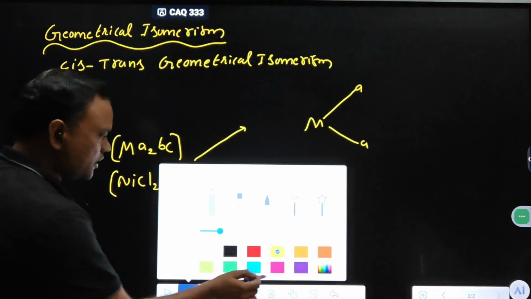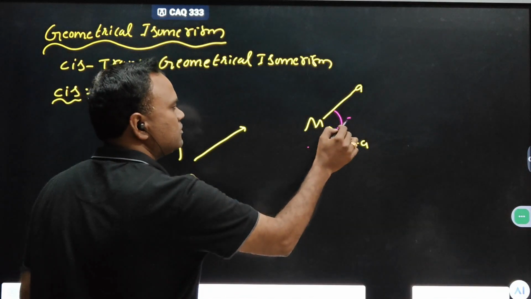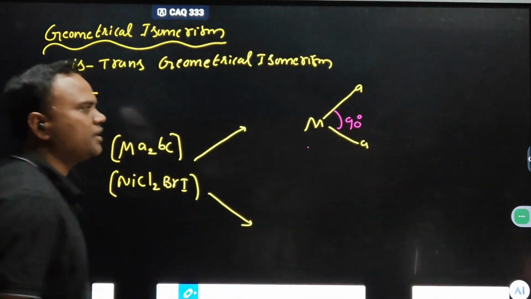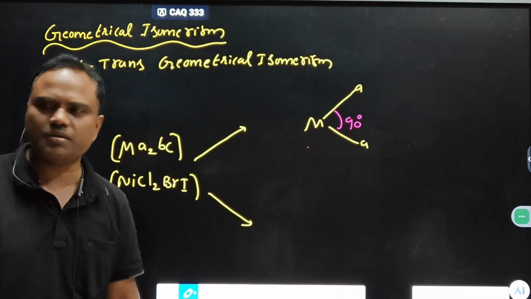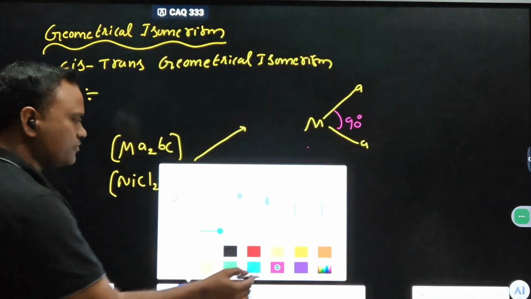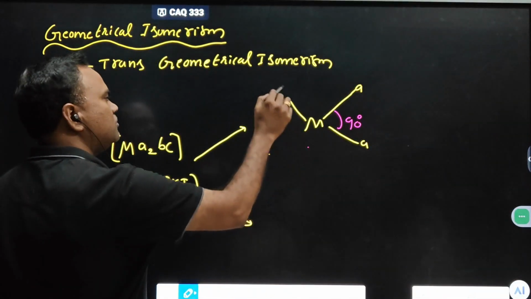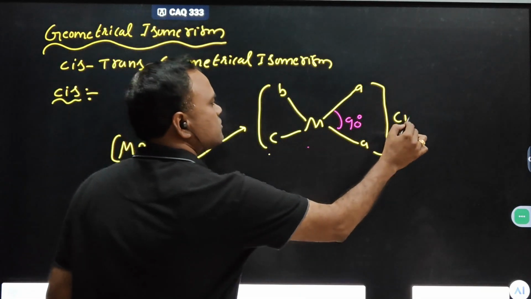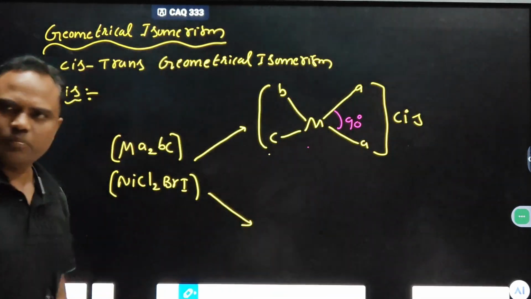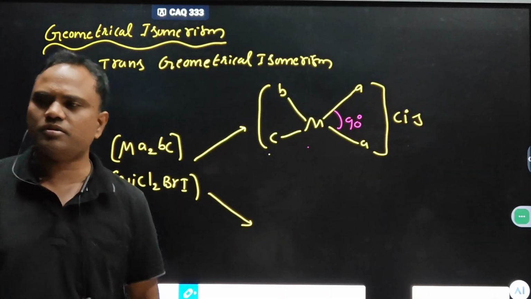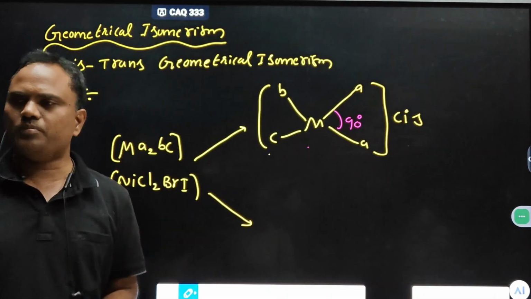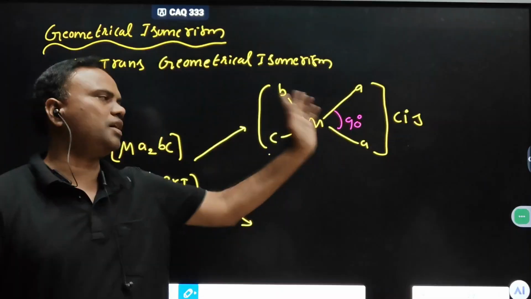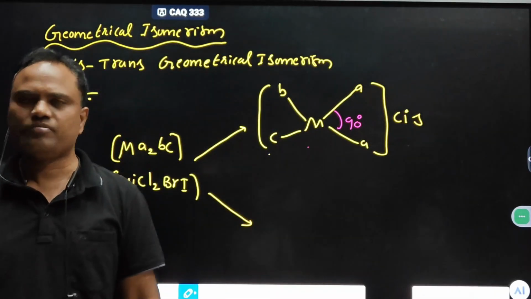Two similar atoms are arranged at an angle of 90 degrees. Between two similar atoms, what is the angle? 90 degrees. B and C. This is called a cis isomer. In complex compounds, what is a cis isomer? The compound in which two similar atoms are arranged at 90 degrees.